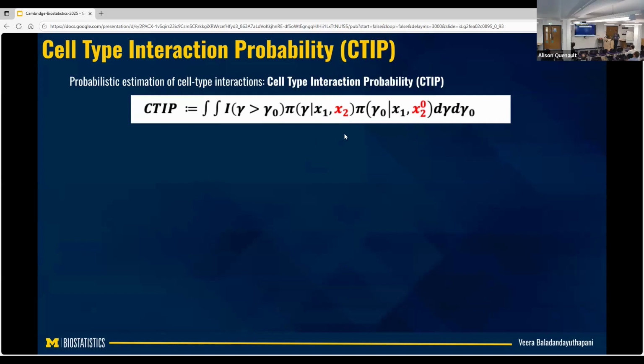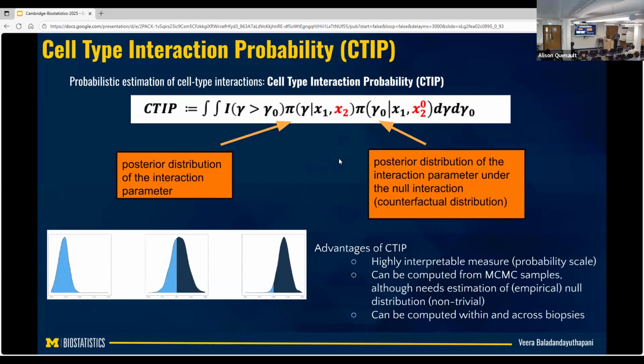That's where we had to think about it more closely. So we came up with this inference measure, and I'll tell you the gist of it, which puts it on a probability scale. Take this parameter gamma, which is on the positive real line, and compute how far it is from a null distribution. The key point here is that this null distribution changes with the data, because the null for one biopsy might not be the same for another biopsy.